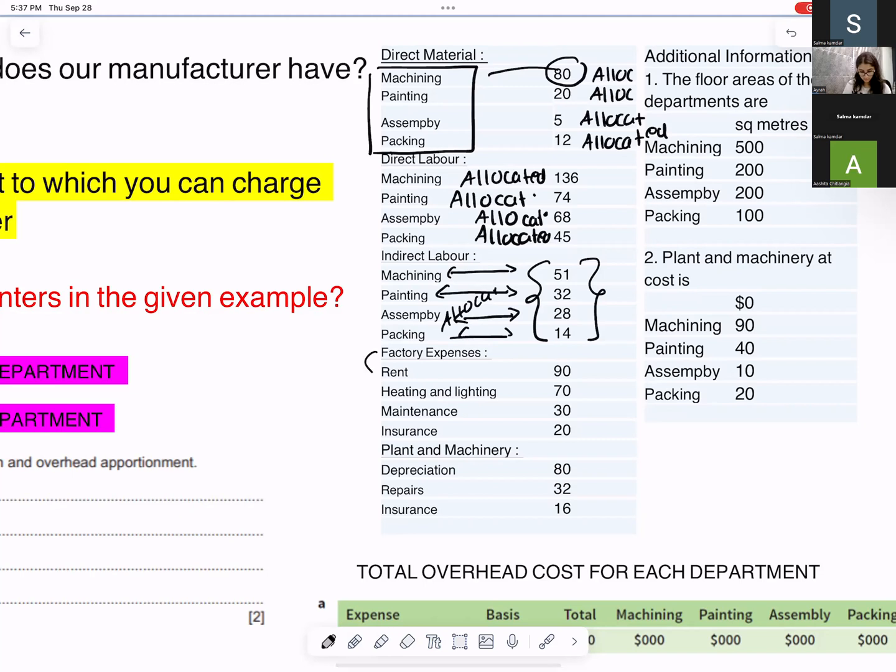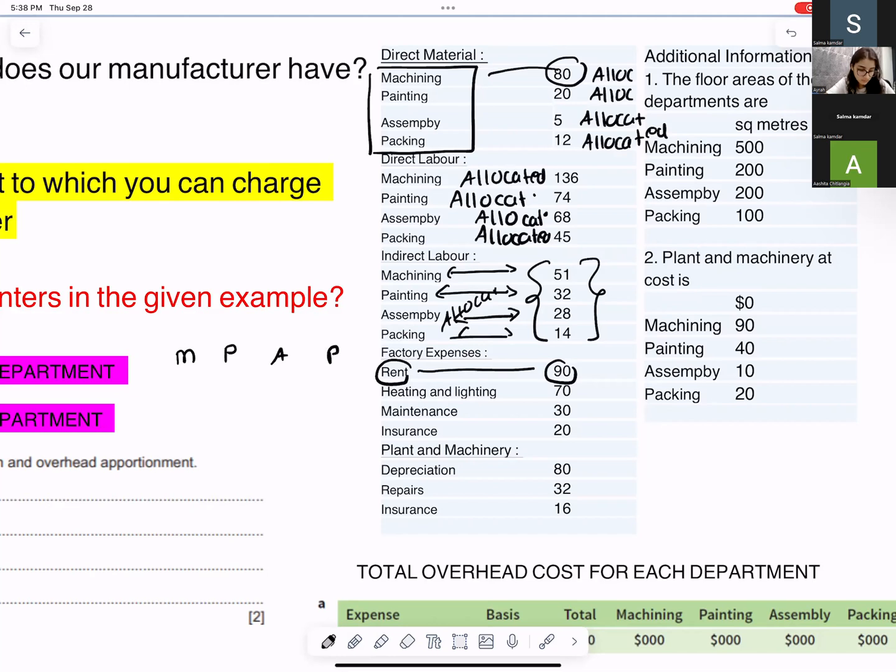How about here? Here it's not. Here, rent also is not allocated. That means I have a common expense that belongs to all my 4 cost centers: machining, painting, assembly, and packing. I have a common expense that is related to my cost centers, and I do not know how much amount belongs to each department. Are you with me?